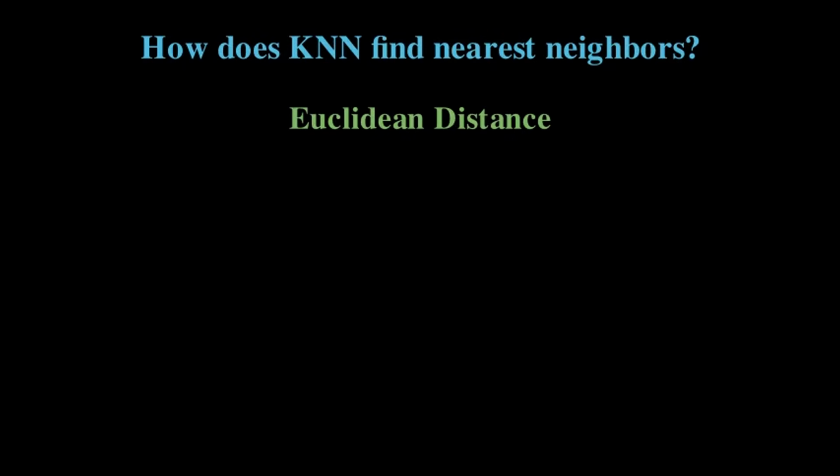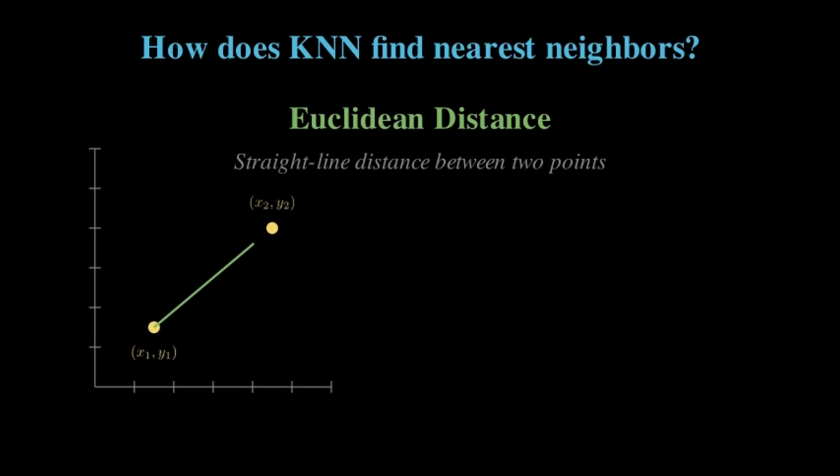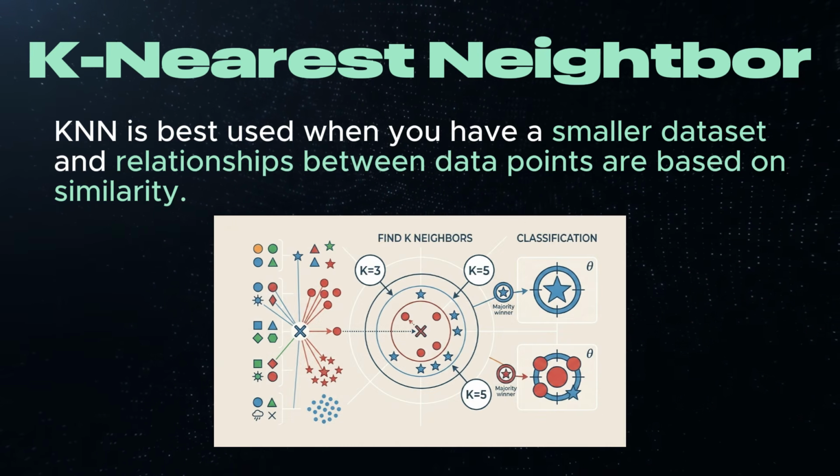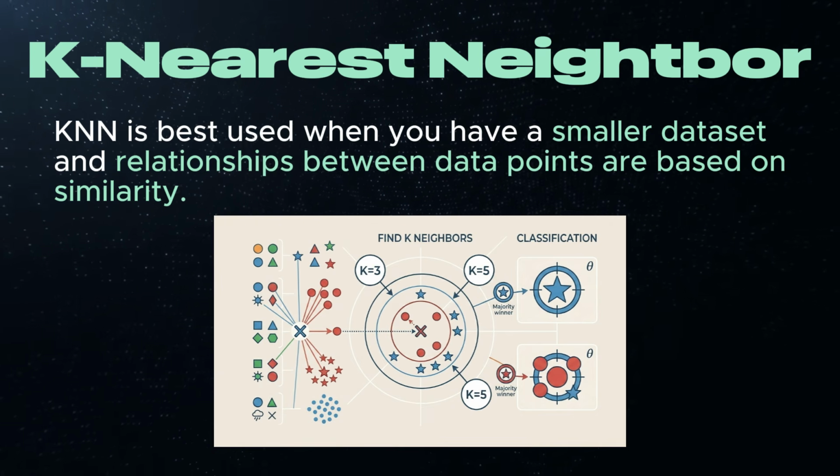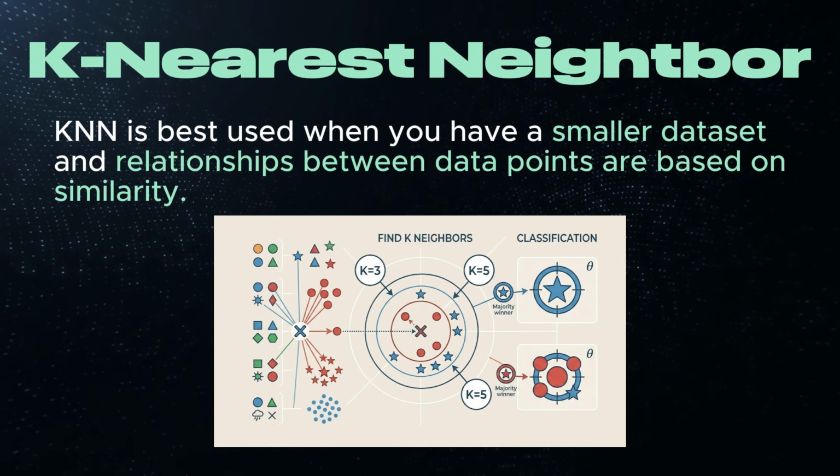So how does KNN figure out who its nearest neighbors are? Typically it uses something called Euclidean distance, which is just a fancy way of saying the straight line distance between 2 points. As a rule of thumb, if your dataset is small and the relationships between data points are based on similarity, KNN is a solid choice.